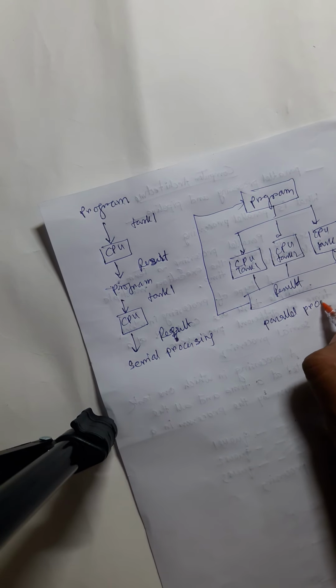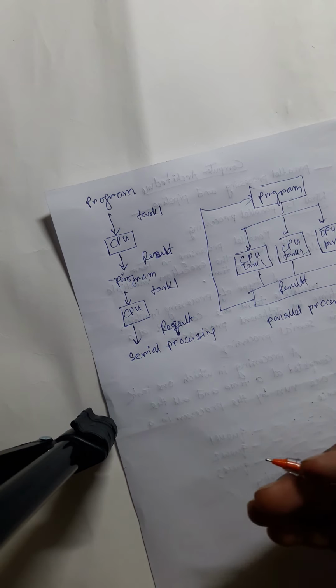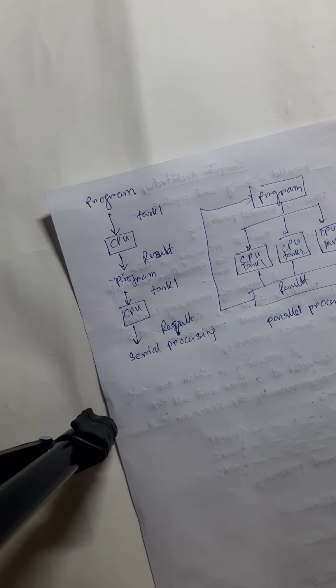So in the case of serial processing, execution is done one after another. In the case of parallel processing, programs are divided into different tasks. Different tasks get different CPU time, and every time a result is produced it can be further run by the CPU, and so on. This is parallel processing, this is serial processing.